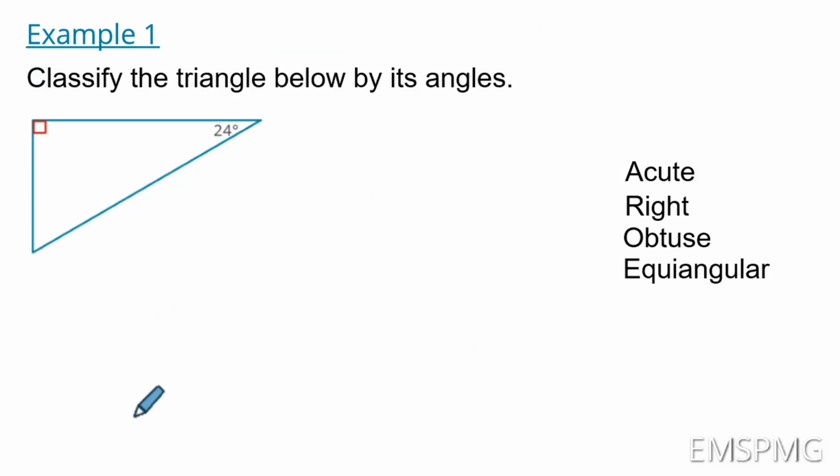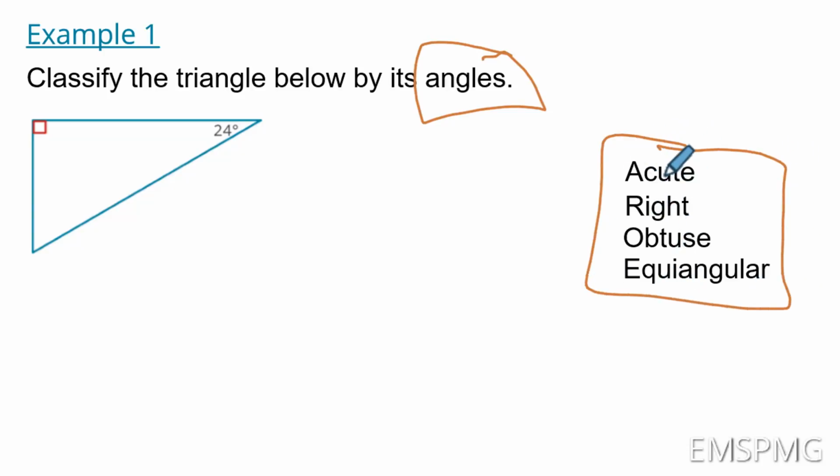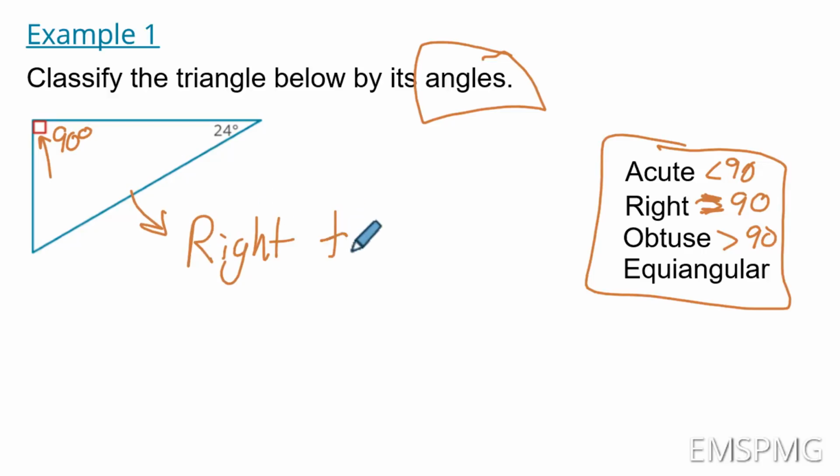Okay, so let's check out an example here. We got: classify the triangle below by its angles. So remember that here's the options to classify the angle. You got acute, which is less than 90. You have right, which equals 90. And then you have obtuse, which is greater than 90. And then you got equiangular, where all the angles are equal. So if we look at our example here, bam, look at that. So that means that this angle is 90 degrees, which means that this triangle is a right triangle.